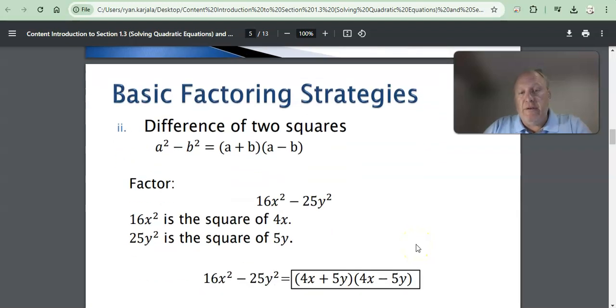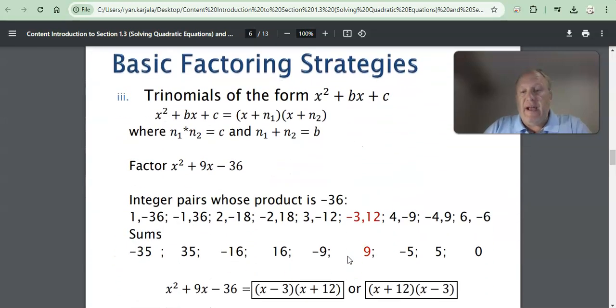Here's difference of squares. So if A is a square and B is a square, it factors in this form. An example would be 16x squared and 25y squared. 16x squared is a perfect square. 25y squared is a perfect square. So here's a little bit of notes. So 4x and 5y. It factors into this form: 4x plus 5y times 4x minus 5y.